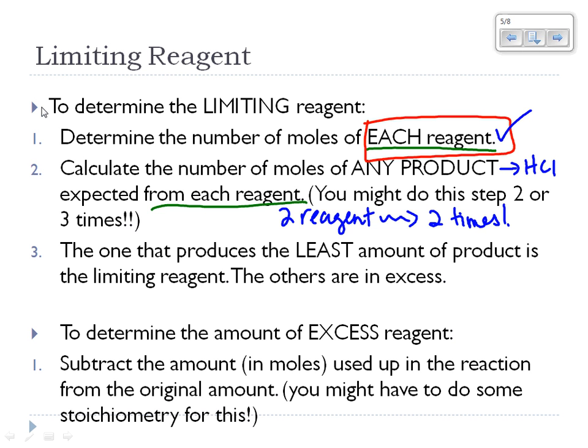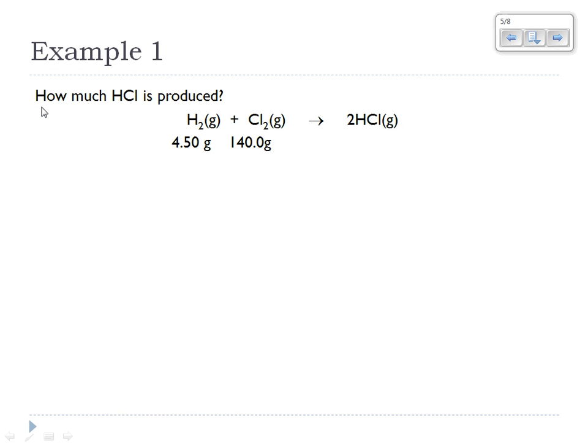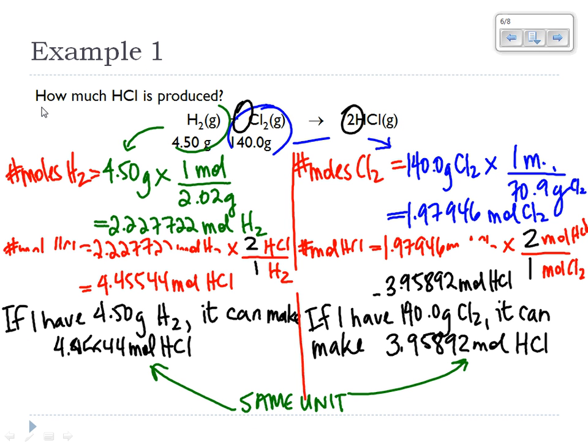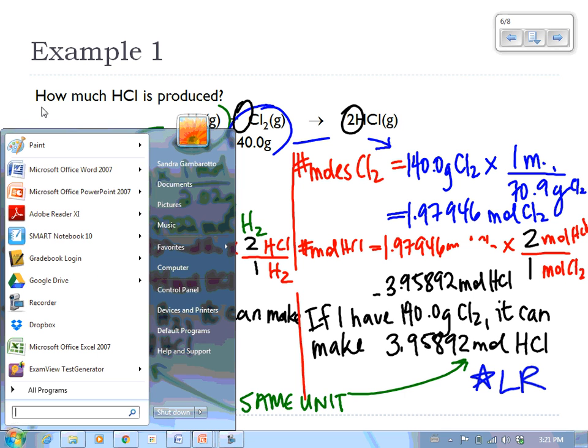Okay, so the one that makes the least amount of product is your limiting reagent, and the others are in excess. So if I go back here, the one that made the least amount of product is this one over here. This is my limiting reagent, made the least amount, so therefore chlorine is my limiting reagent, and H2 is my excess reagent.